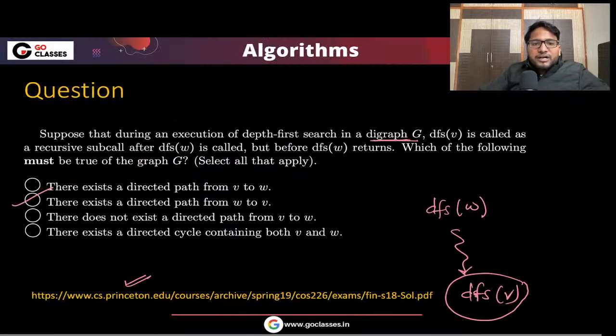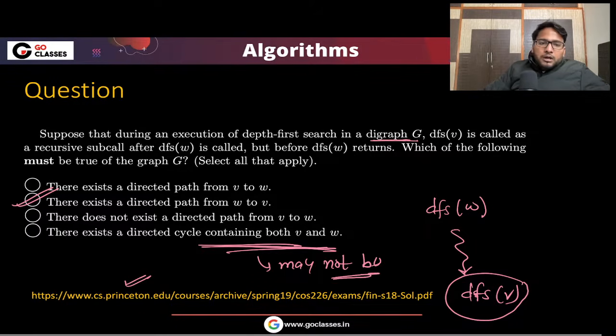B, right? There does not exist a path from V to W. From V to W, you actually don't know. Maybe there exists, right? How would you know? There exists a directed cycle. Cycle also you don't know, right? You don't know that there's a cycle or not, containing V and W. You don't know this. It may not be.